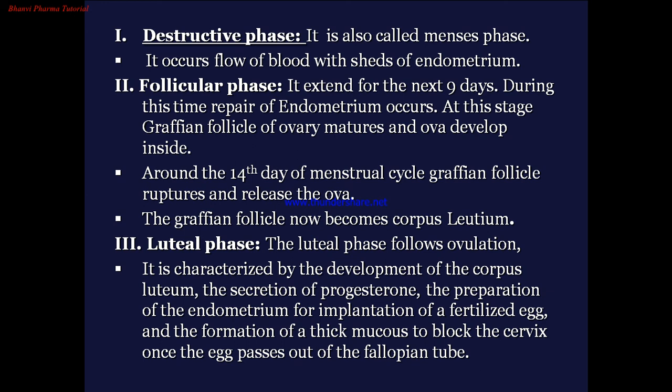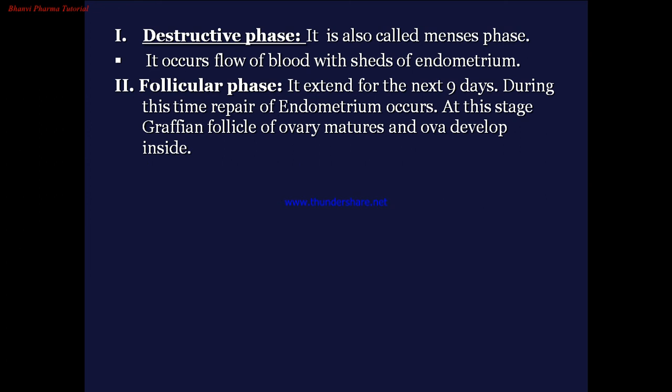Normally, the endometrium will be covered once again, with a thick mucous membrane formed to block the cervix once the egg passes into the fallopian tube. If the ovum is not fertilized, the lining will rupture and bleeding will flow. After that, the destructive phase starts. It is also called the menses phase. Once again the cycle will continue.